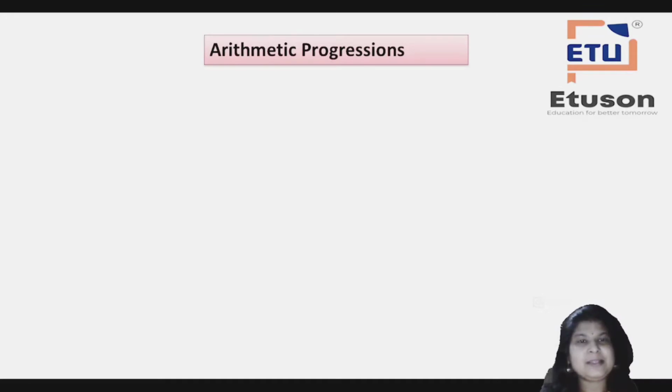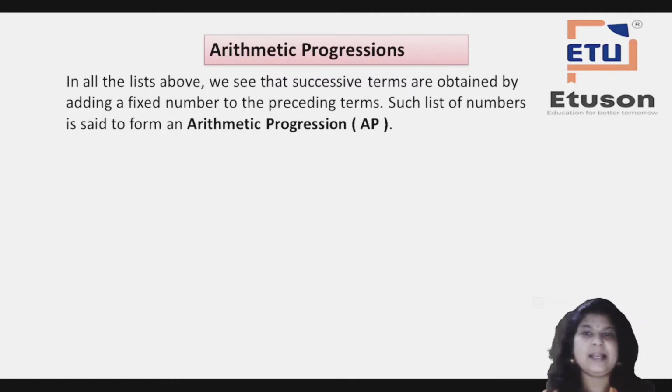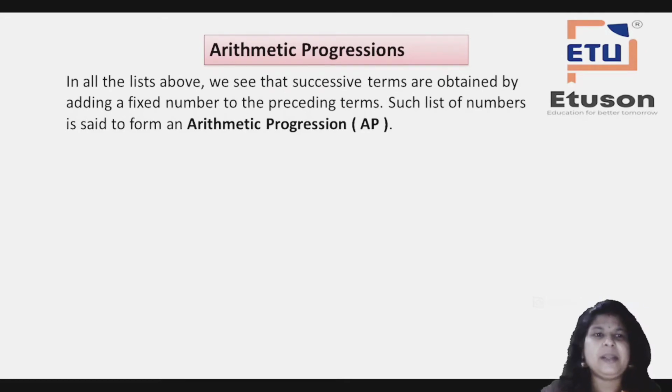So from this, the concept of arithmetic progression can be understood. Progressively the values are changing. In all the lists above, we see that successive terms are obtained by adding a fixed number to the preceding terms. When I say adding, it can be adding a positive number or a negative number also. Such a list of numbers is said to be an arithmetic progression.